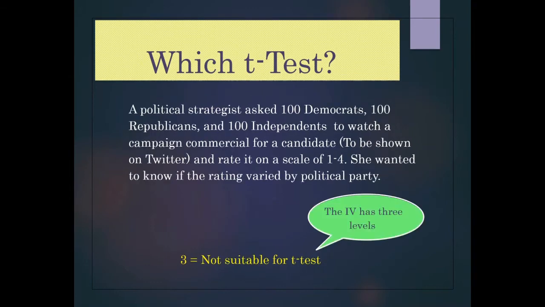Here we go. It's actually not suitable for t-tests, and that's because our independent variable, which is the Democrat, Republican, or independent political party, has 3 levels and not 2. So with t-tests, we only look at 2 different groups. We compare 2 different groups.